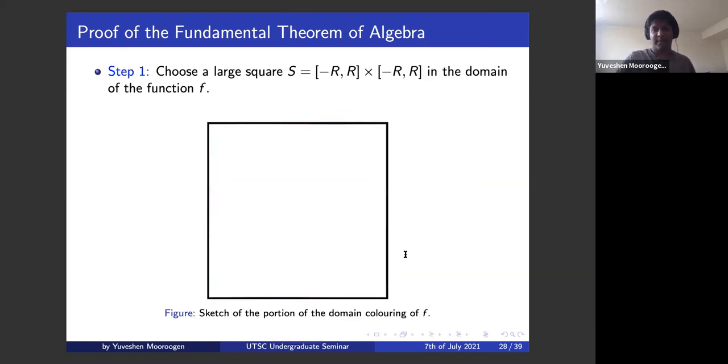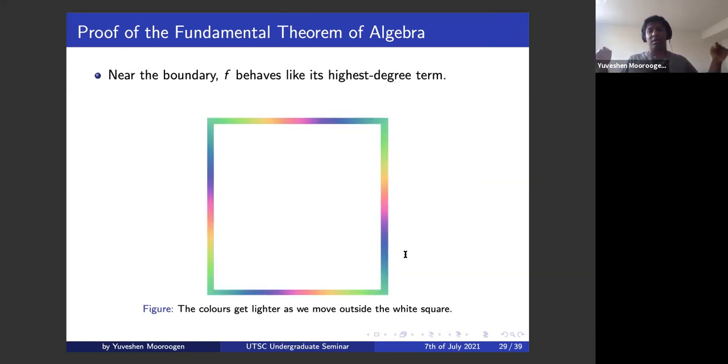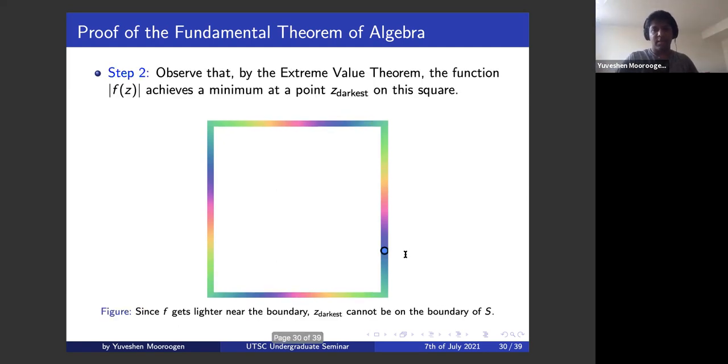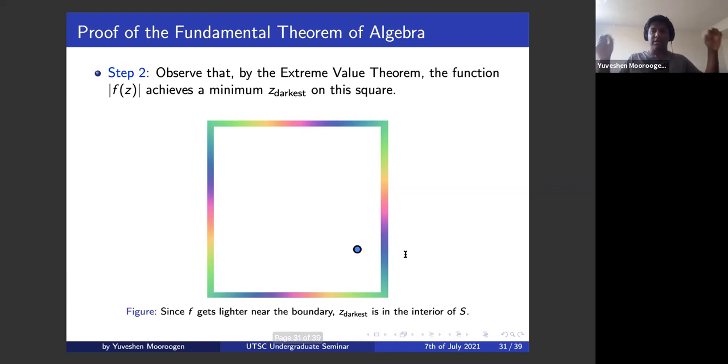Pick a big square. Observe that along the big square, I'm going to behave like some polynomial, so things are getting lighter. Use the extreme value theorem to find a darkest point, and use that argument about the boundary to show that the darkest point has to properly sit inside the square.